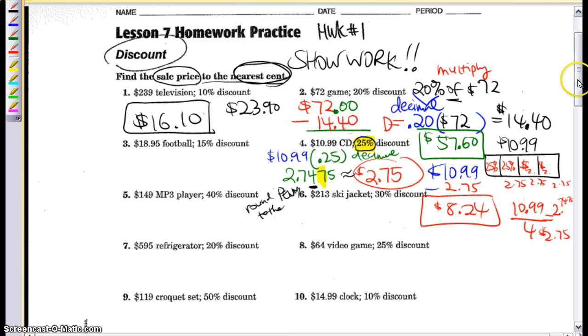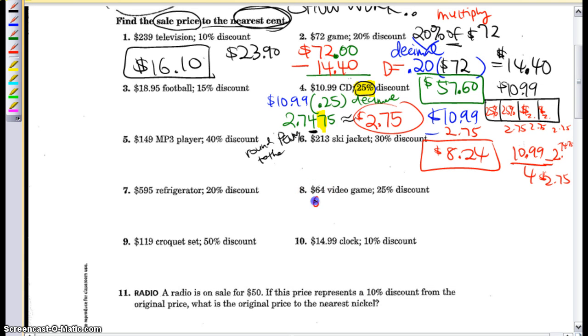Okay, so let's look at number 8 then. So since I have $64, I want 25% off. So I'm going to multiply that with 0.25, or I could take 64 and divide it by 4. Now that's pretty easy to do in our head. 64 divided by 4, we could get that as 16. So if you wanted to multiply or divide, you would still get $16.